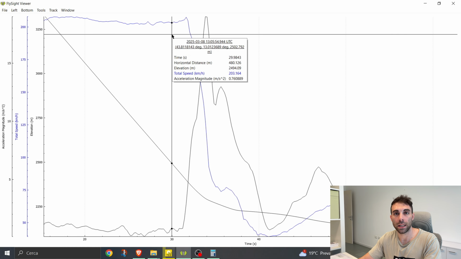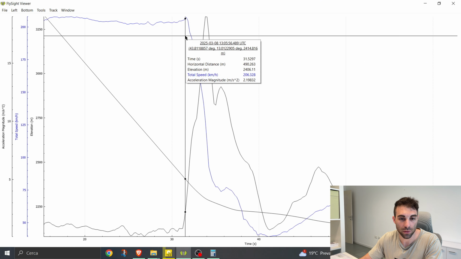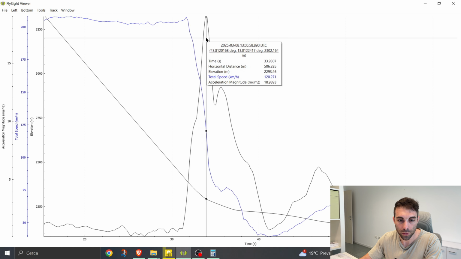So if we combine the velocity and the G's, we can see that from 200 kilometers per hour, in less than 3 seconds I got up to 2 G's. So that means that in 2 seconds my body went from 1 G up to 3 G's. So in less than 3 seconds, my body felt 3 times its own weight.